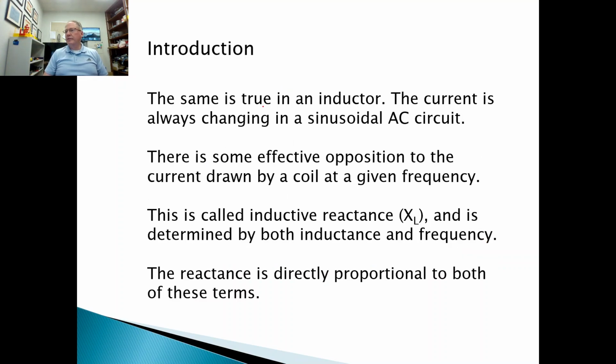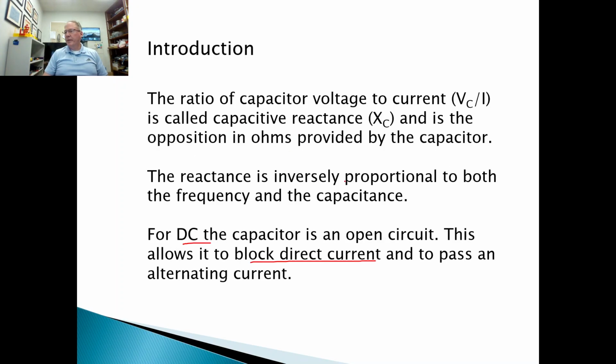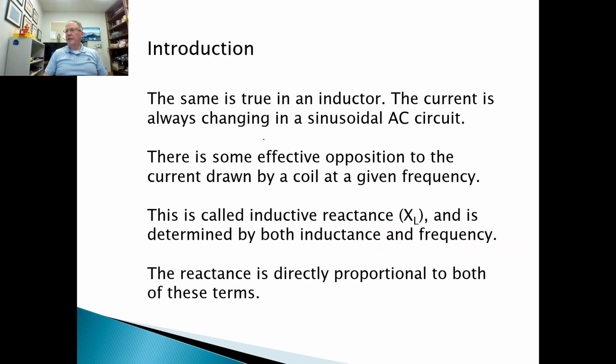So the same is true in an inductor. The current is always changing in sinusoidal. So the voltage is changing in the capacitor and the current is changing in an inductor. So there's some effective opposition to the current drawn by a coil at a given frequency. This is called the inductive reactance. This is determined by both inductance and frequency.